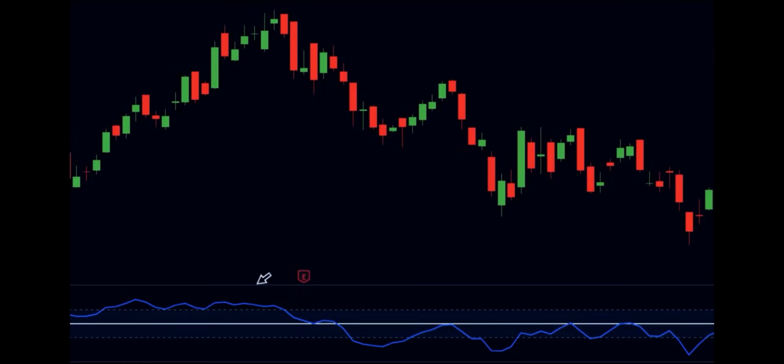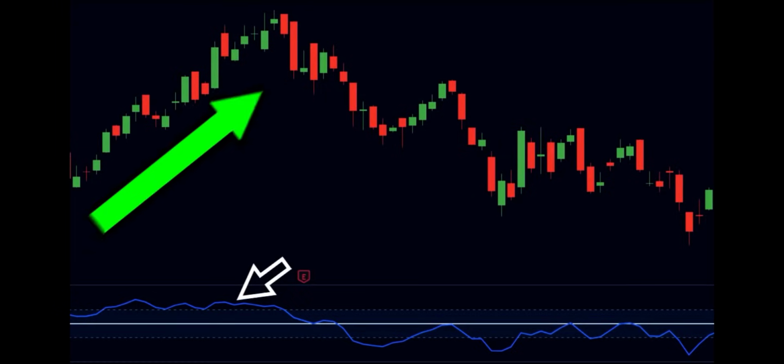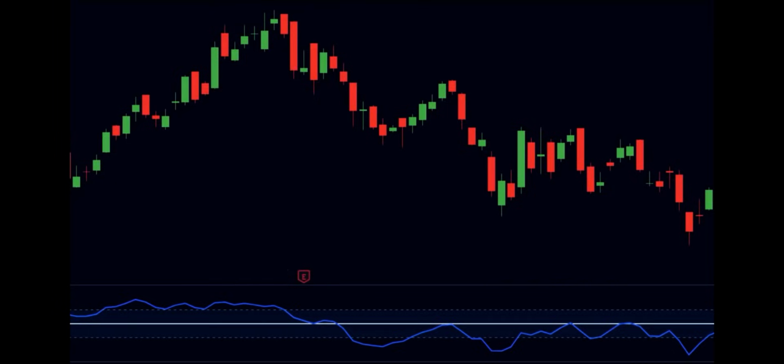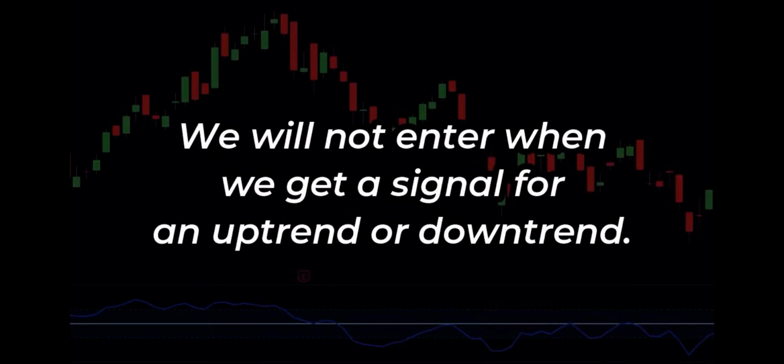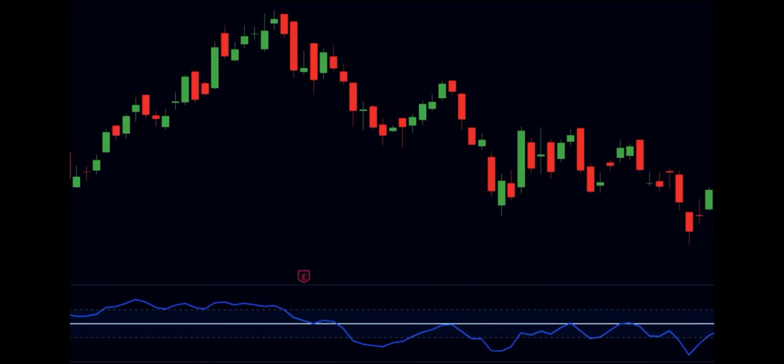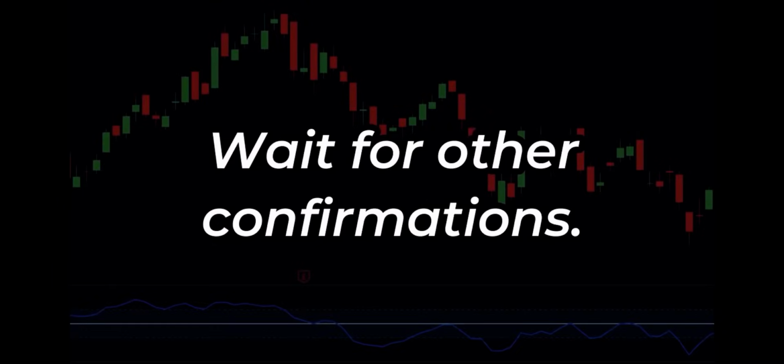When the CCI has sustained and is trading above the zero line, this shows us that the price is in an uptrend. Similarly, when the CCI has sustained and is trading below the zero line, this indicates the price is in a downtrend. Remember, we will not simply enter when we get a signal for an uptrend or downtrend. We want to wait for other confirmations to enter.